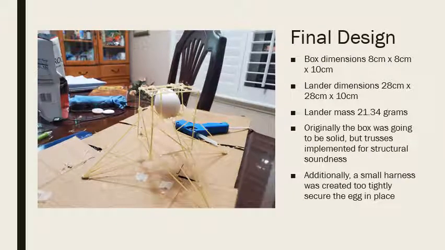The final design, as I said, was the one that I chose that most represented the Mars lander. The dimensions of the box where the egg is being contained measured 8 centimeters by 8 centimeters by 10 centimeters. The dimensions of the lander where the legs meet each other was 28 centimeters by 28 centimeters by 10 centimeters. The lander's mass weighed in at 21.34 grams.